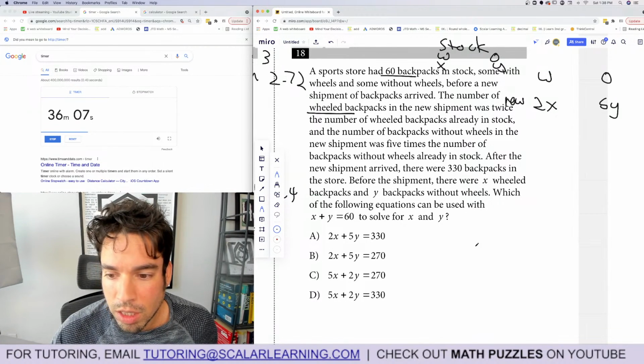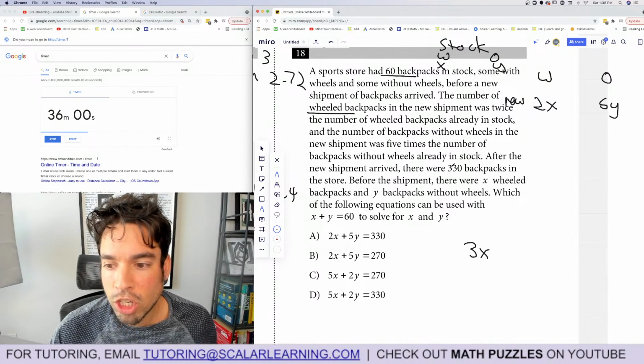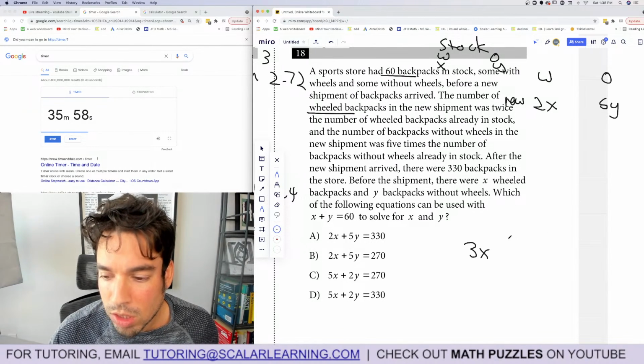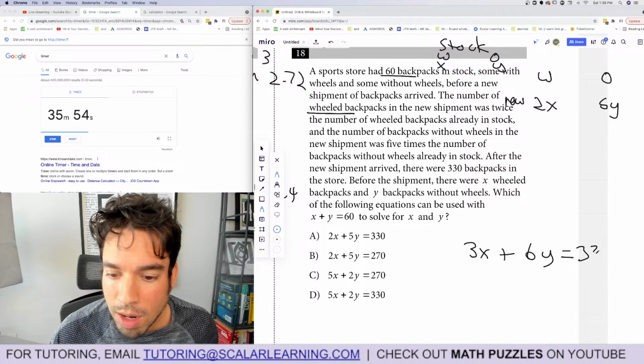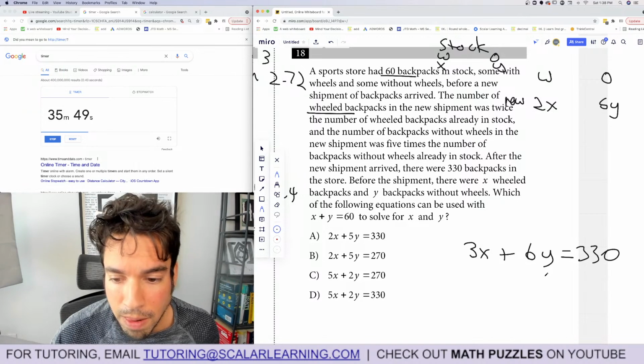The second one, which is 3x, because it's everything. They said after the new shipment, there were 330. So x plus 2x is 3x. y plus 5y is 6y equals 330. So I would say this would be the equation that we would use, but they don't have that.